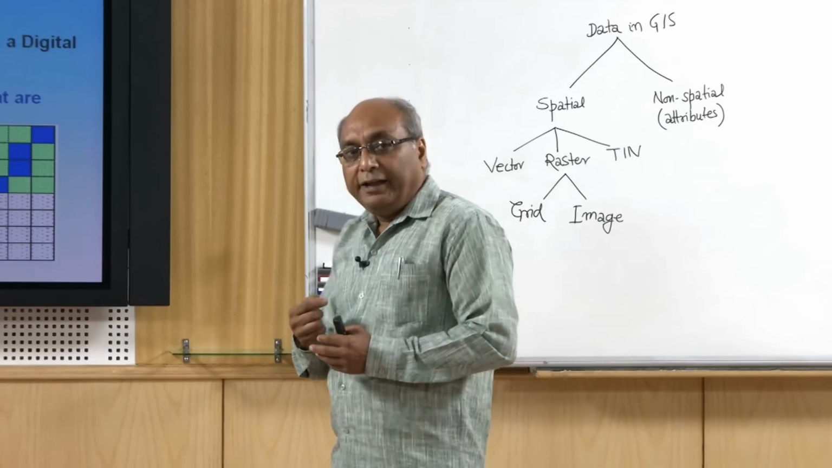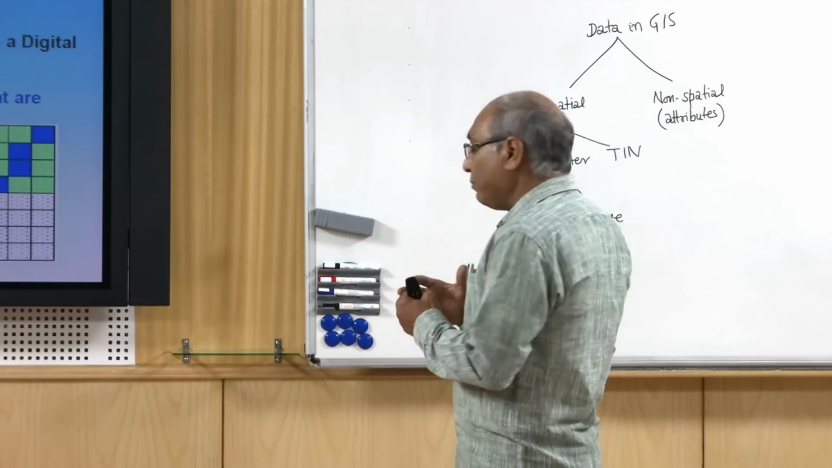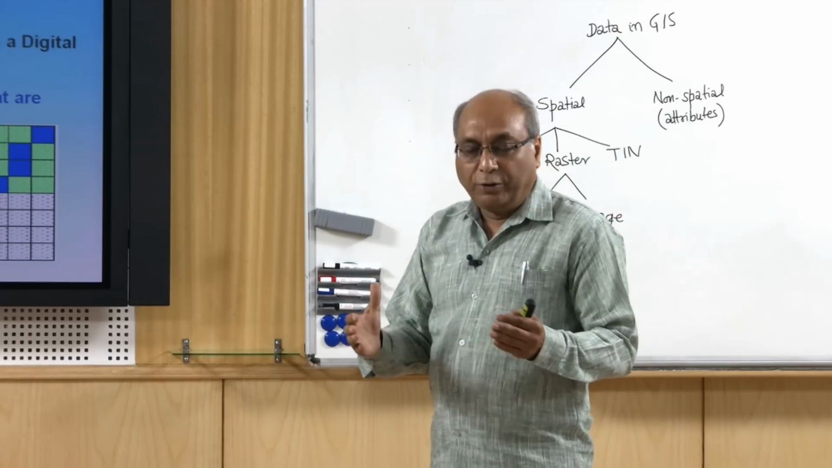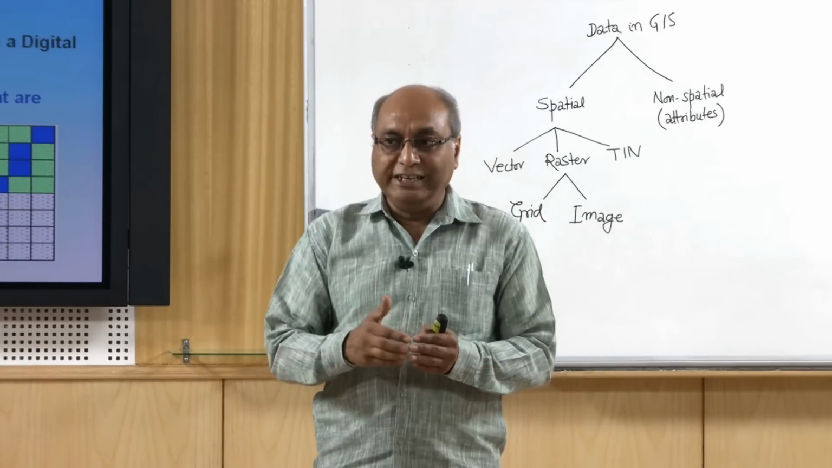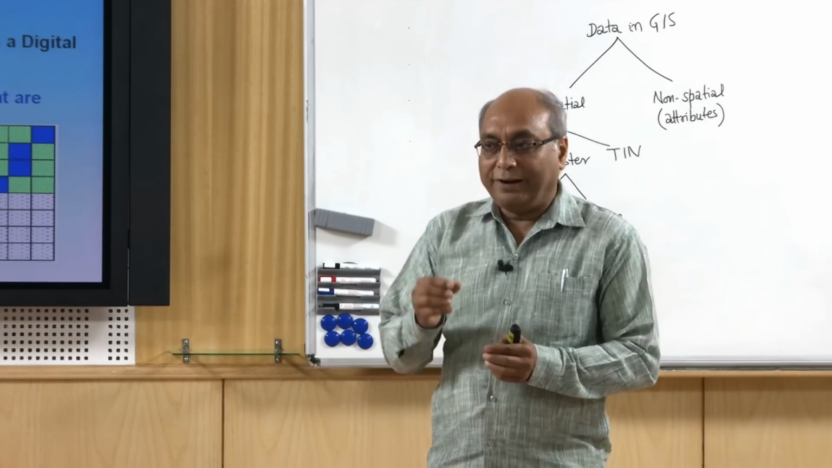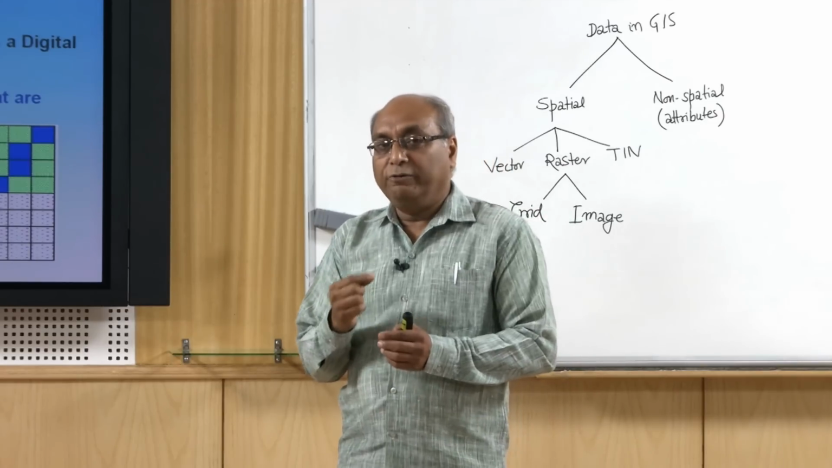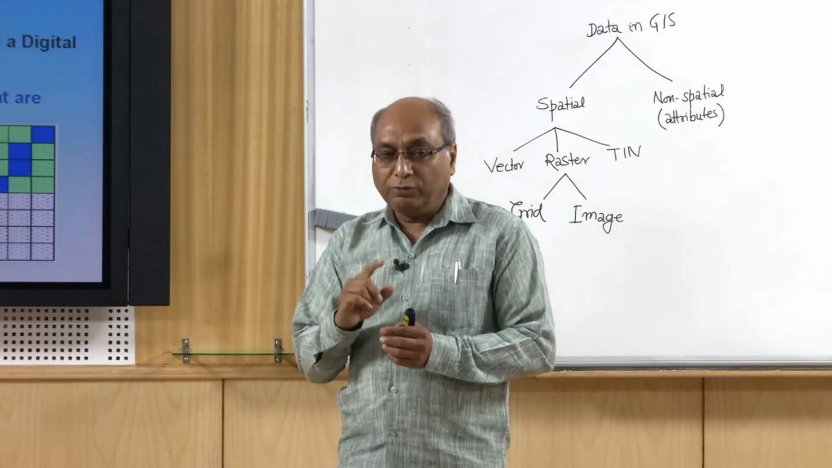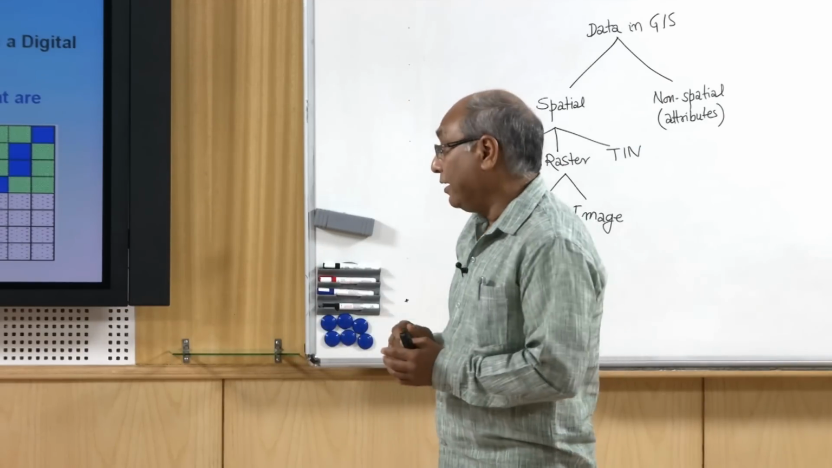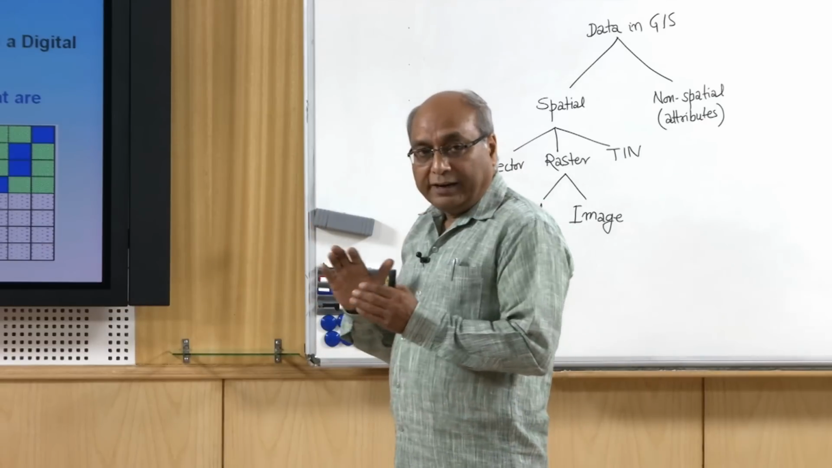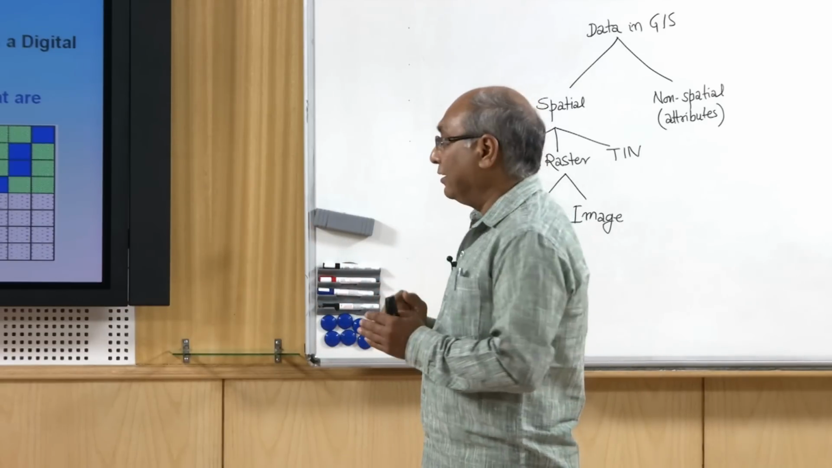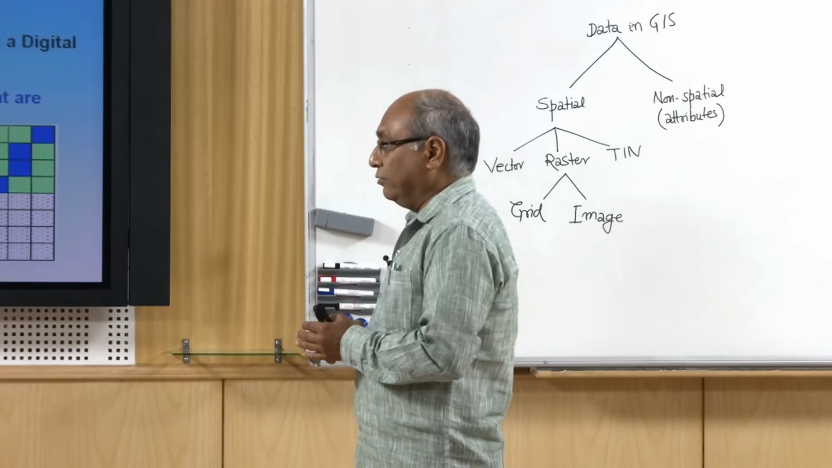And that is why in the case of vector we can have several attributes, theoretically n number of attributes, with each vector entity, but with a raster cell or raster pixel we can have only one single attribute. That is one of the major differences between vector and raster. Apart from that, raster is continuous, while vector is discrete, discontinuous data.